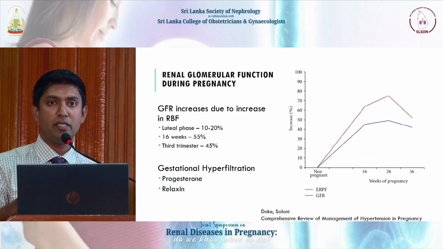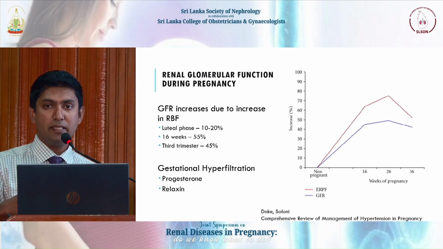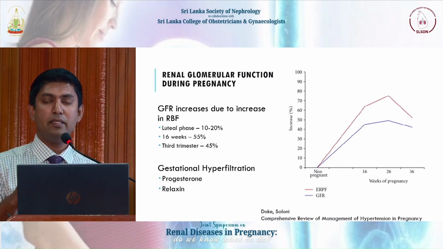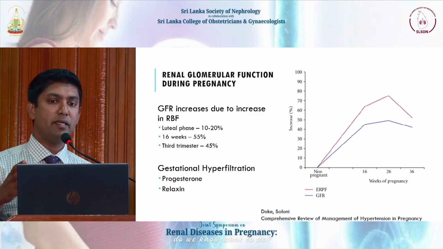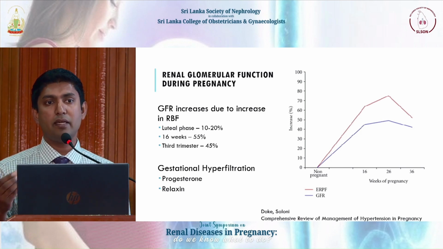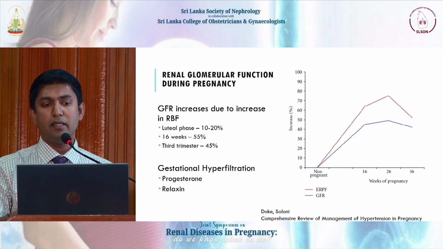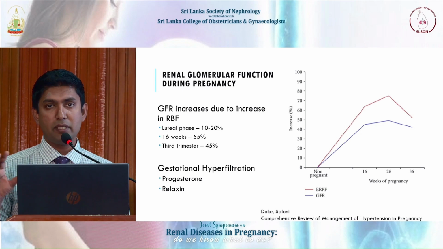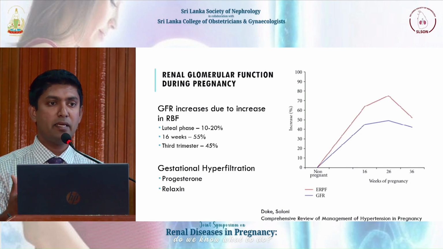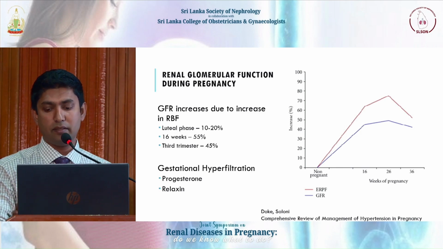Okay, so glomerular function changes. This is the main change, that is the glomerular filtration rate increase more than double. So even in the luteal phase before pregnancy, because of the effect of progesterone, we will observe the GFR increase about 10%, and this peaks around 16 weeks and maintains, and at the third trimester it comes back to about 45% above the normal level. This is mainly because of the gestational hyperfiltration mediated by the progesterone and relaxing on the smooth muscle.